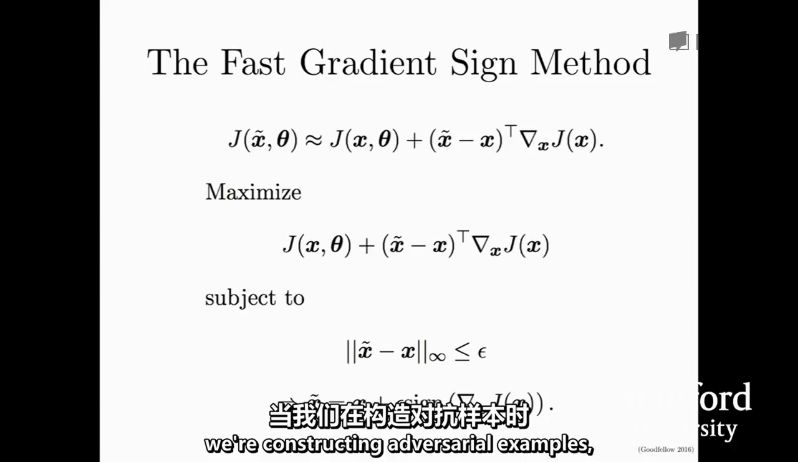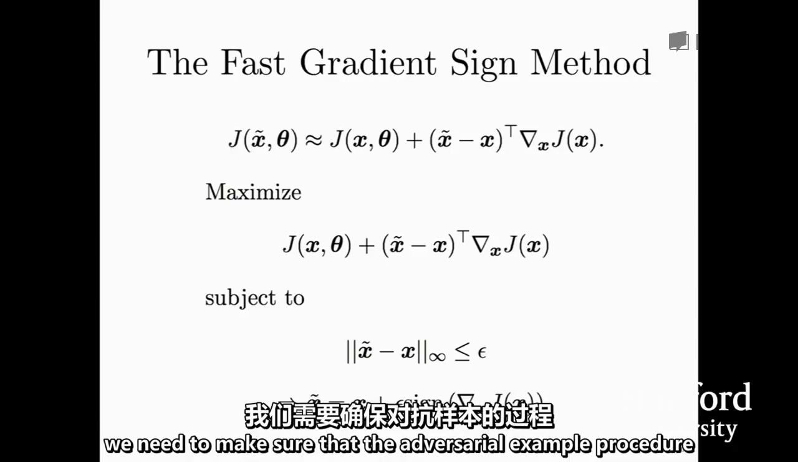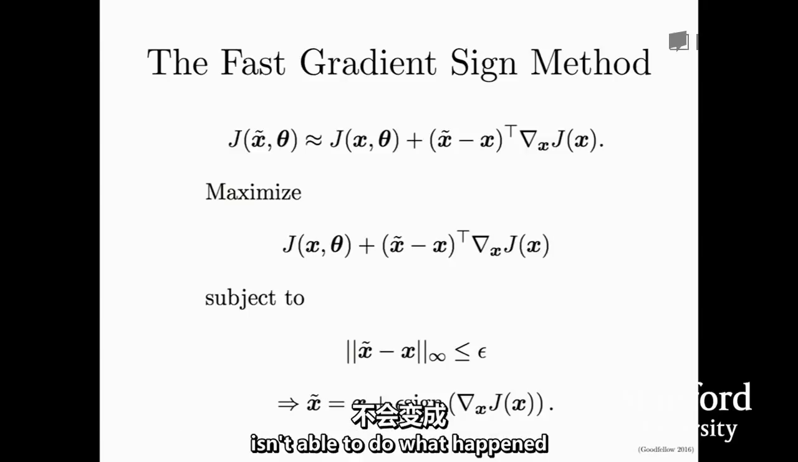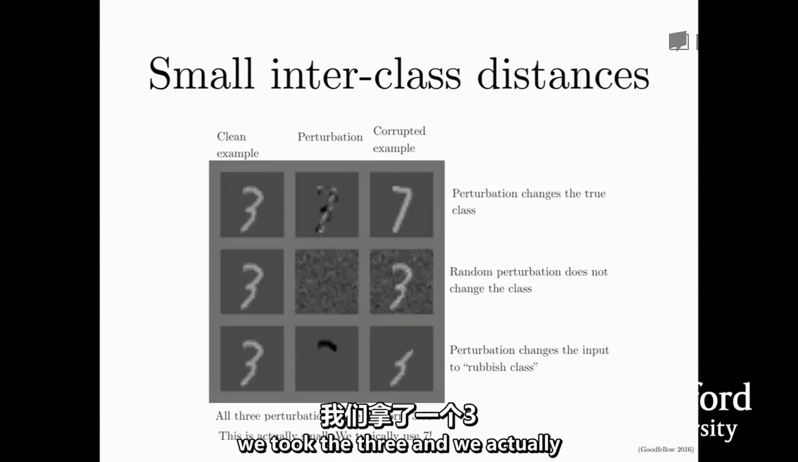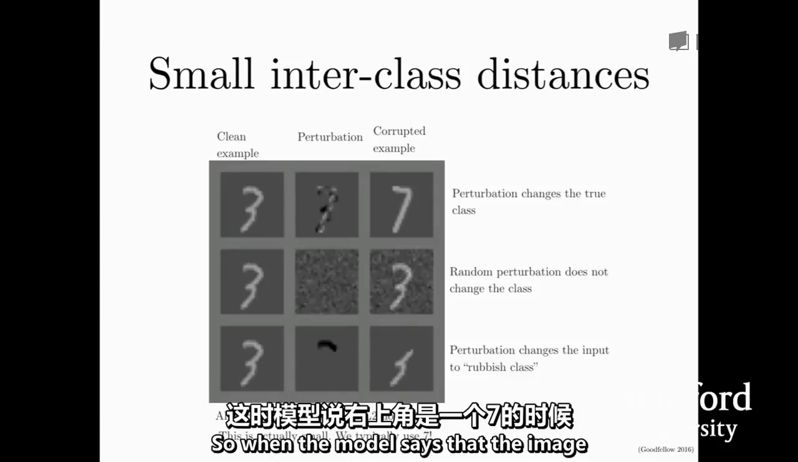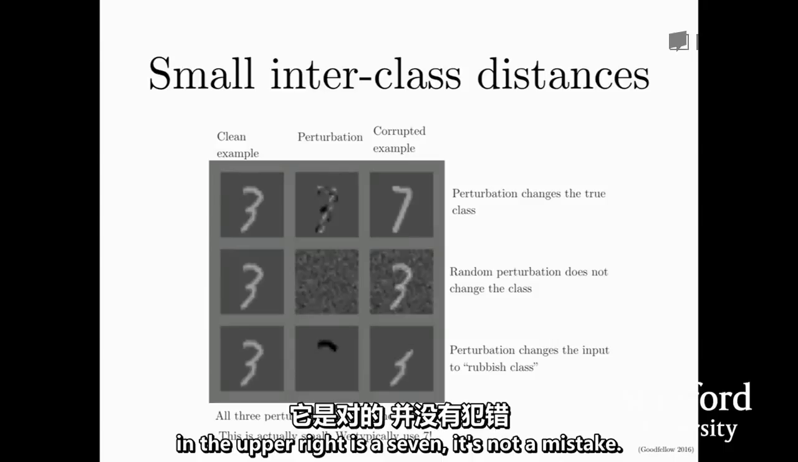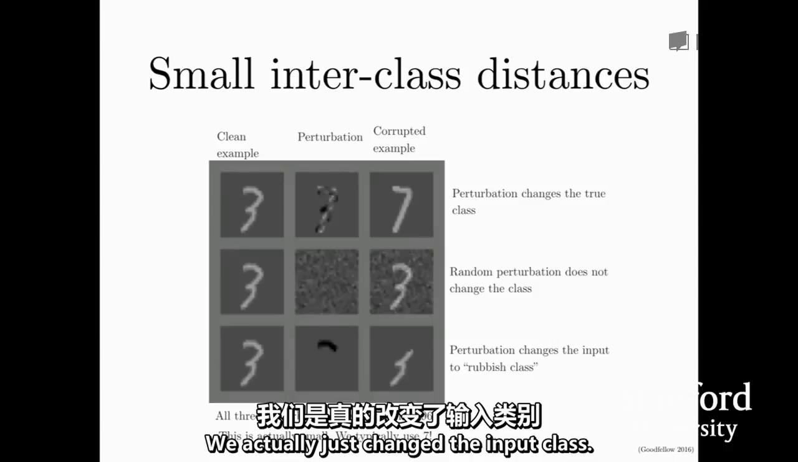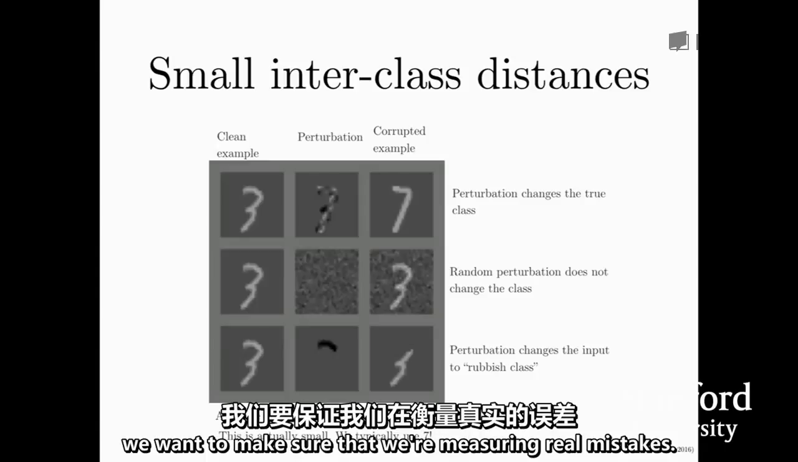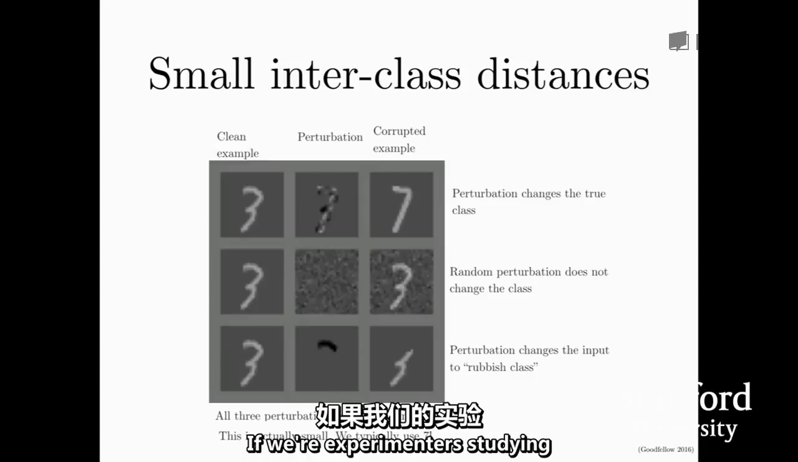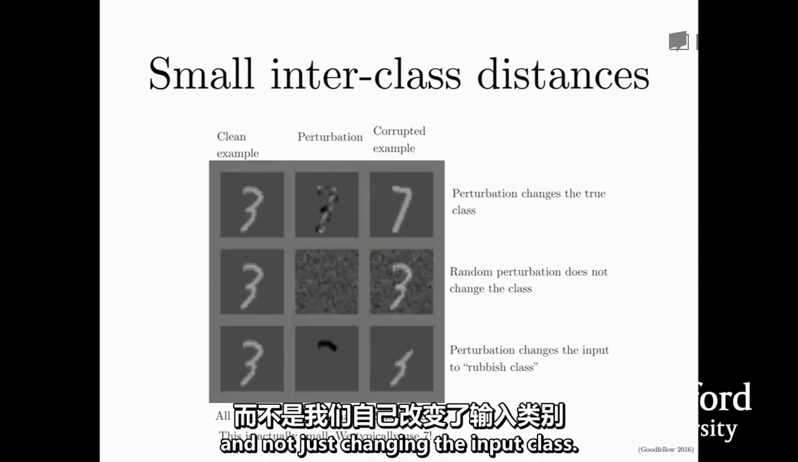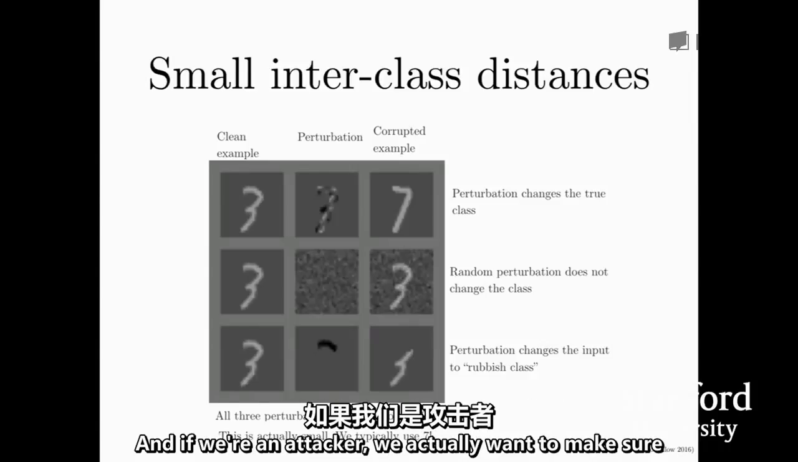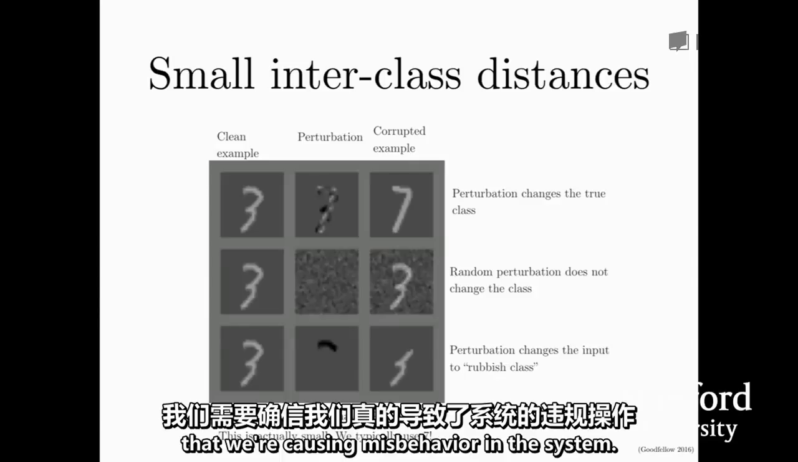It also means that when we're constructing adversarial examples, we need to make sure that the adversarial example procedure isn't able to do what happened in the top row of the slide here. So in the top row of this slide, we took a 3 and we actually just changed it into a 7. So when the model says that the image in the upper right is a 7, it's not a mistake. We actually just changed the input class. When we build adversarial examples, we want to make sure that we're measuring real mistakes. If we're experimenters studying how easy a network is to fool, we want to make sure that we're actually fooling it and not just changing the input class. And if we're an attacker, we actually want to make sure that we're causing misbehavior in the system.